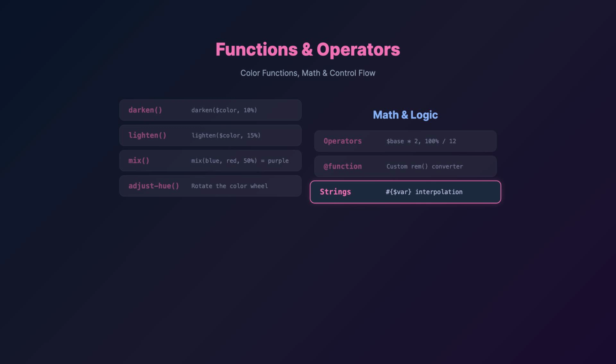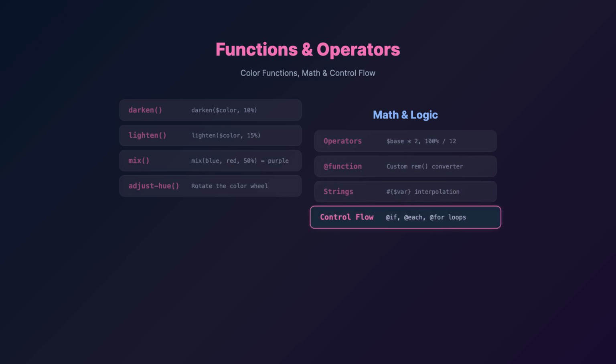String functions like to-upper-case, to-lower-case, and string interpolation. #{$variable} lets you inject variables into selectors or property names. .icon-#{$name} creates dynamic class names.